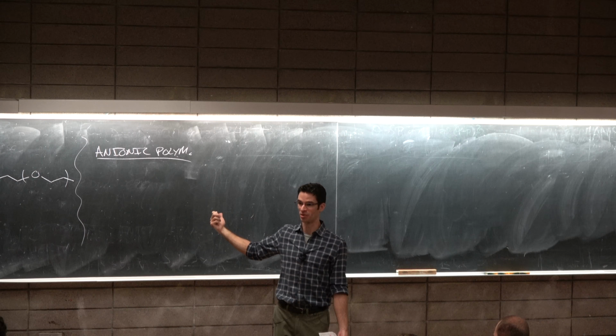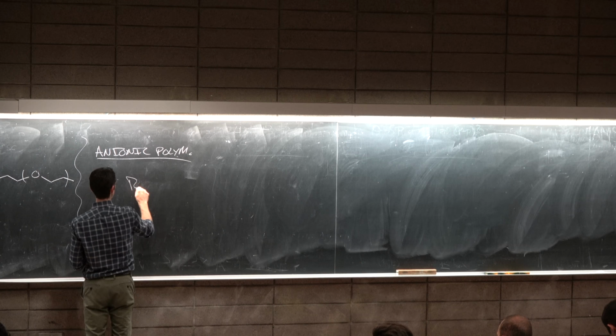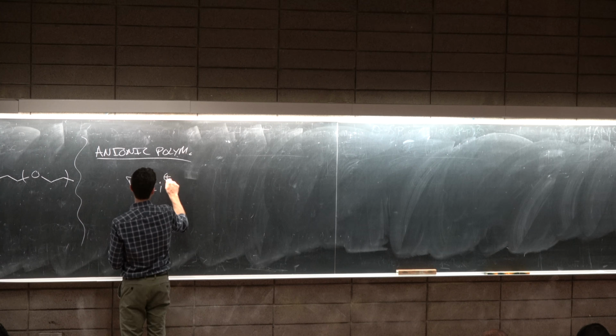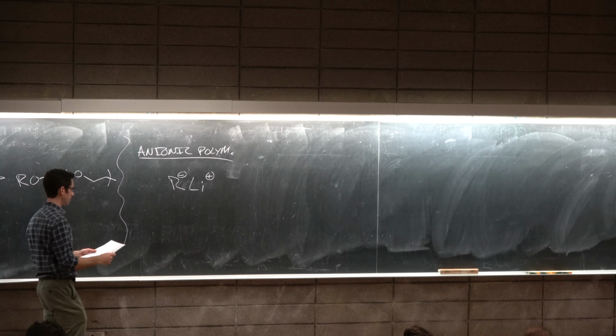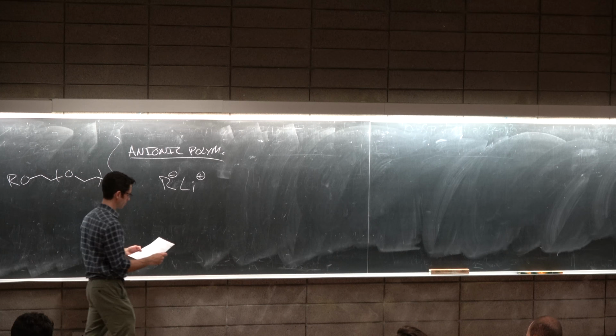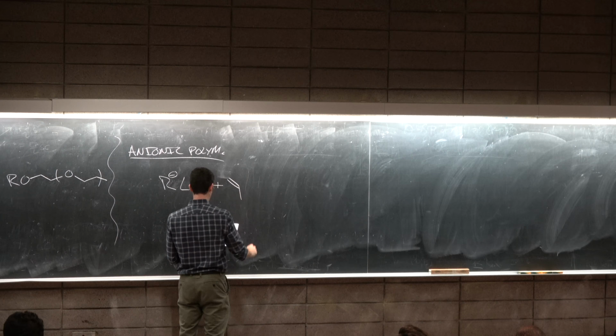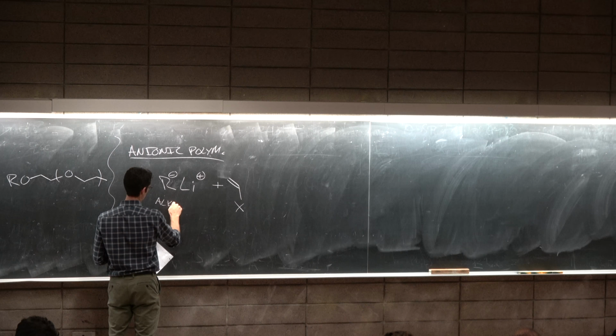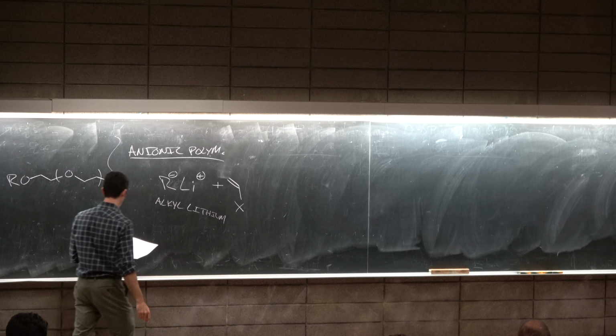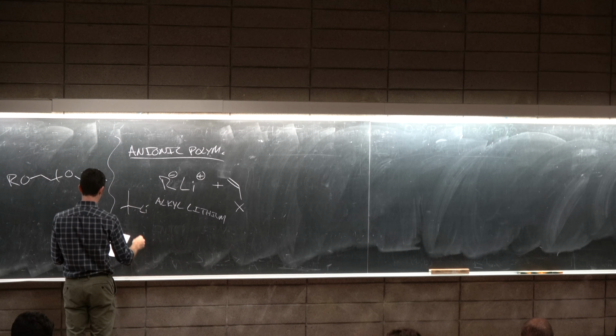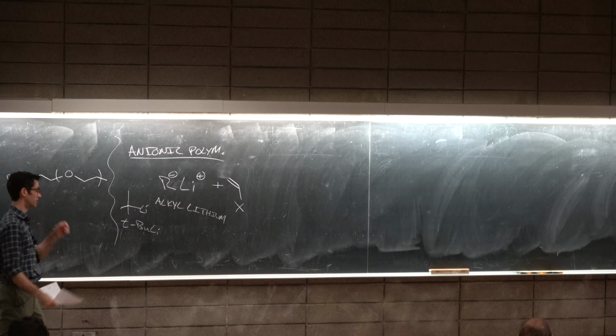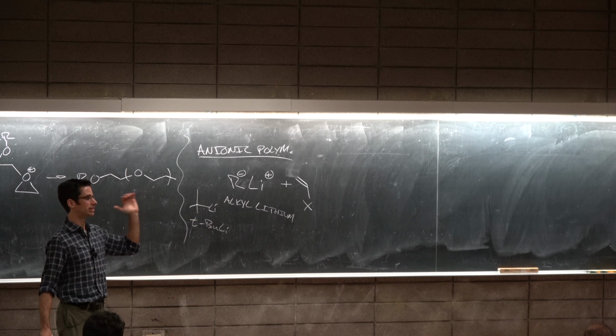So anionic polymerization almost always starts with some alkyl lithium reagent. The alkyl lithium reagent could be like butyl lithium, for example, which can be dangerous to use in the lab. So much so that this guy, which is tert-butyl lithium, is extraordinarily flammable, and if you have it in a syringe in the ambient environment and squirt it out of the syringe, it creates a stream of fire.